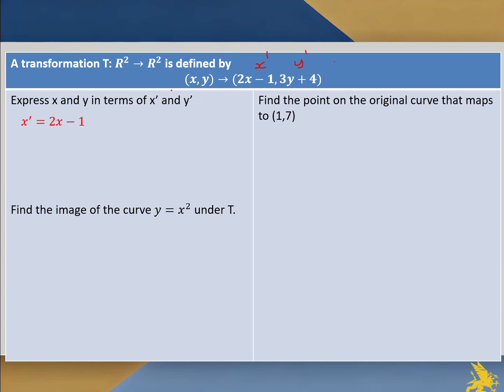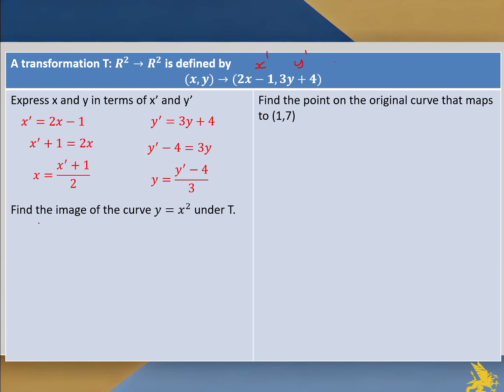The first equation I've got is the image of x, but we're wanting to find it in terms of x being the subject. So this is where we just add 1 and we divide by 2. I do the same with y. To get y by itself, I take away 4, I divide by 3.